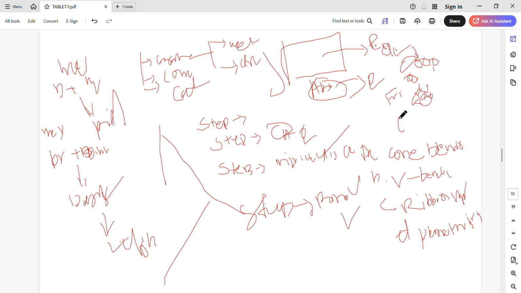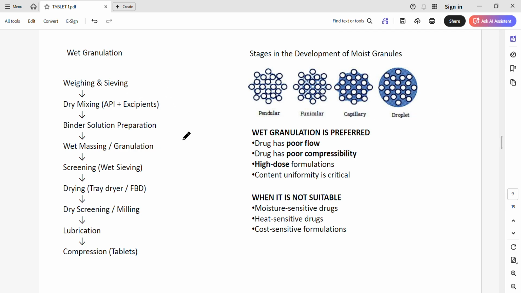Third is capillary. In capillary, the particles are in a circular form. After that, droplets are formed. In GPAT also, this mechanism is asked. Here we saw the pendular form, funicular, then capillary, then droplet.